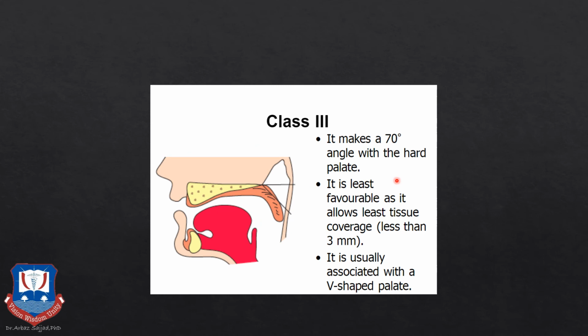Class 3 is a severe 70-degree angulation seen between the hard palate and the soft palate, and it is the least favorable for denture construction as it allows the least tissue coverage. There will be a lot of movement of the soft tissue during deglutition and speech, and this will affect the denture retention as the peripheral seal is compromised, and also results in a gagging reflex in the patient.